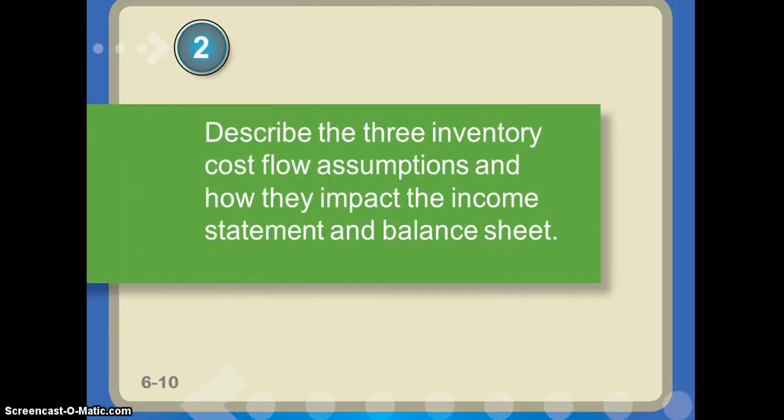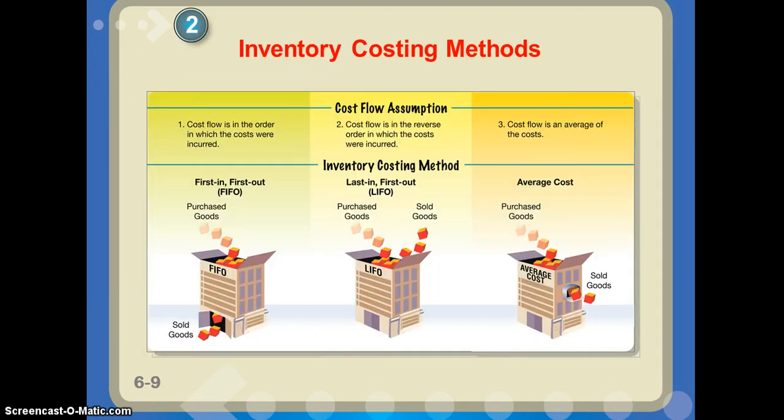Our second topic is to describe the inventory cost flow assumptions and how they affect the income statement and balance sheet. There's three costing methods that we will explore. First, it's the FIFO method, which means first in, first out. Then there is the LIFO method, last in, first out. And finally, average cost. Average cost method is rarely used. It requires extra work and really isn't conducive to any specific type of company. FIFO and LIFO are more commonly used.